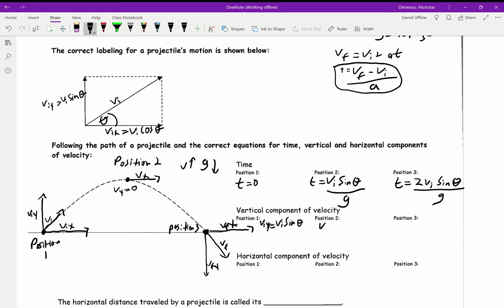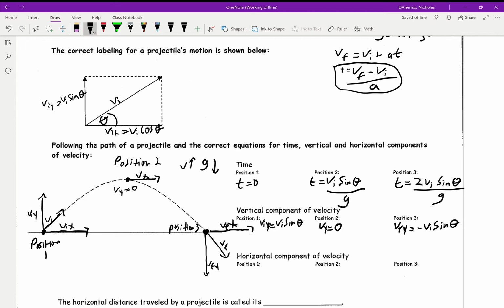At position 2, there's no velocity in the y direction. It's all in the horizontal direction. It's all in the x-axis. And the final velocity in the y would be the negative, in the opposite direction of what it was from position 1 to position 2. And that's because it's moving in the opposite direction. It's moving back towards the origin of where the golf ball started.